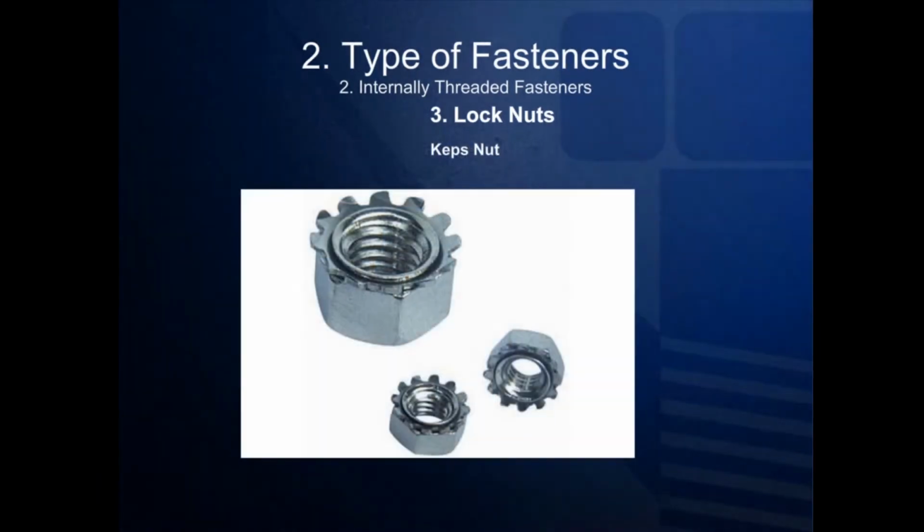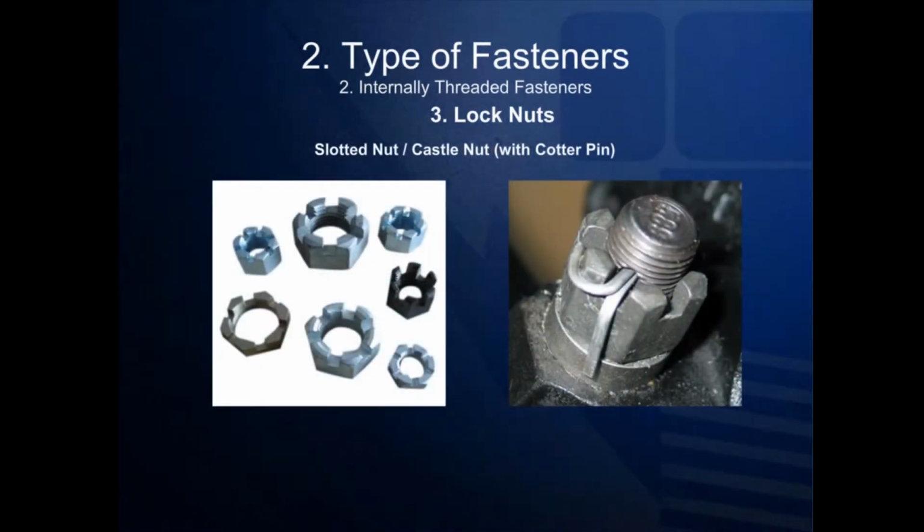Keps nuts, which are typically only available in smaller sizes, have an external tooth lock washer affixed to one side of the nut. This design of the Keps nut allows the nut to generate a force that is perpendicular to the surface that it is fastened against. This will help in keeping the nut from backing off, thus creating a lock nut. Other lock nuts, like slotted nuts and castle nuts, require a cotter pin to be used. This cotter pin is inserted through a drilled hole through the diameter of a mated bolt and is bent between the slots of the nut to ensure that it will not back off the bolt.